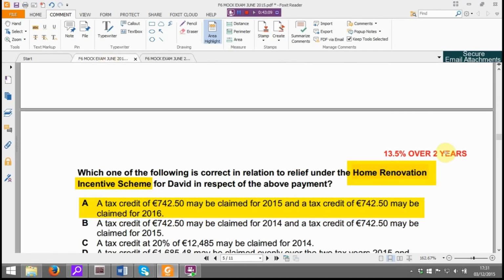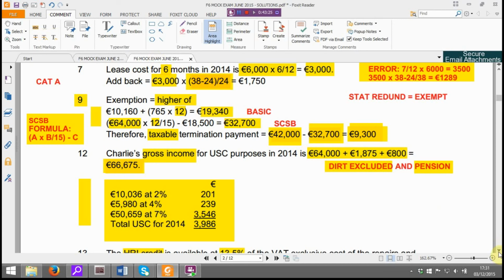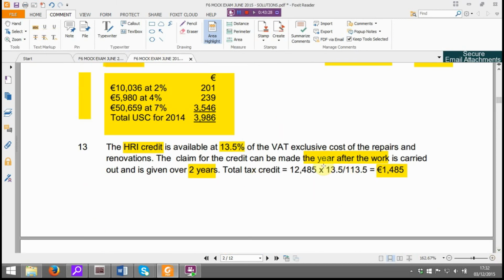Look at the question itself. You'll see that the key point here is that he's up to date in relation to LPT and household charge, so only on that basis is he allowed a deduction. The issue is to calculate what the deduction is going to be. What we're required to do is take out the VAT element, the 13%. In other words, look at the gross figure and take out the 13%, which gives us 1485, and split that over the next 2 years, being the 742 in 2015 and 2016.